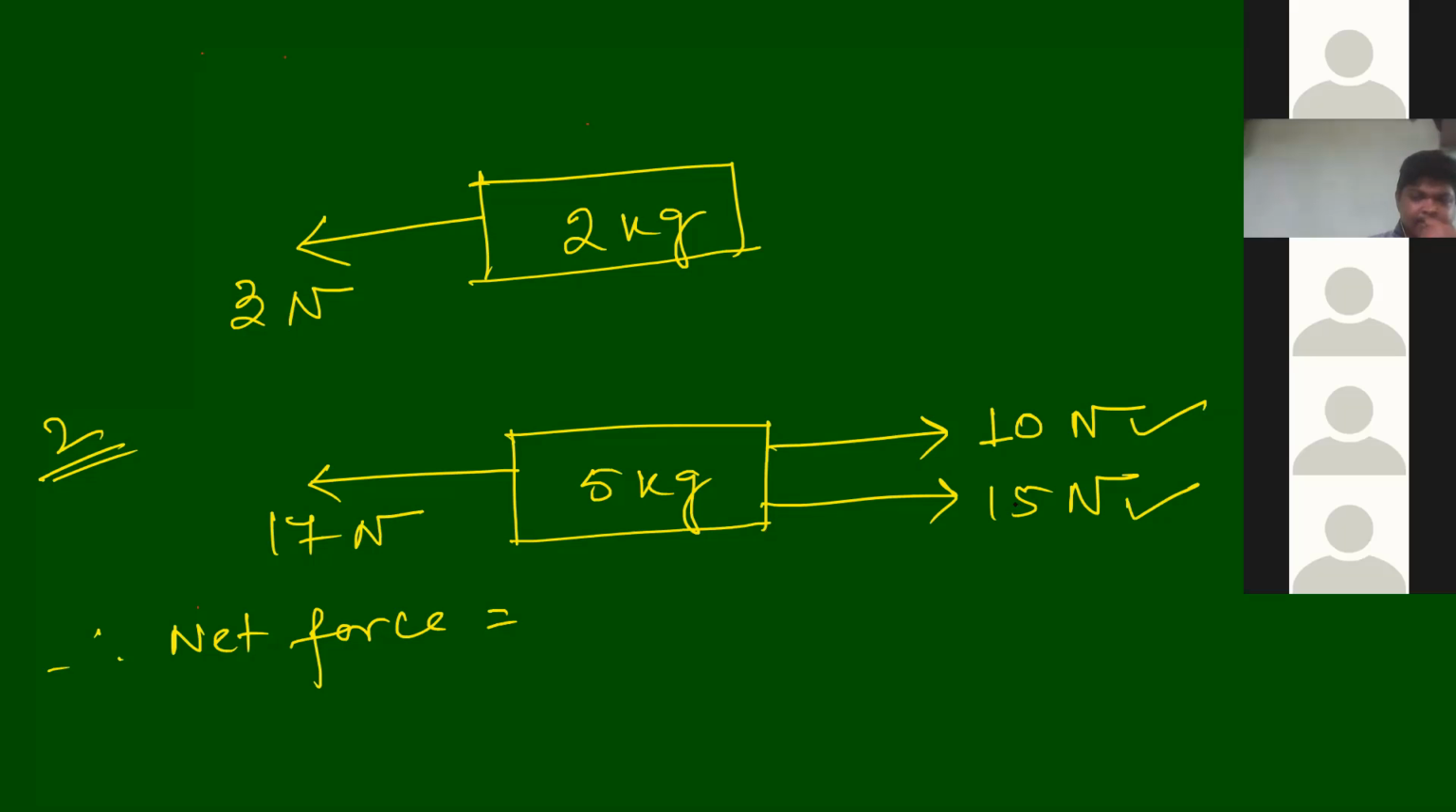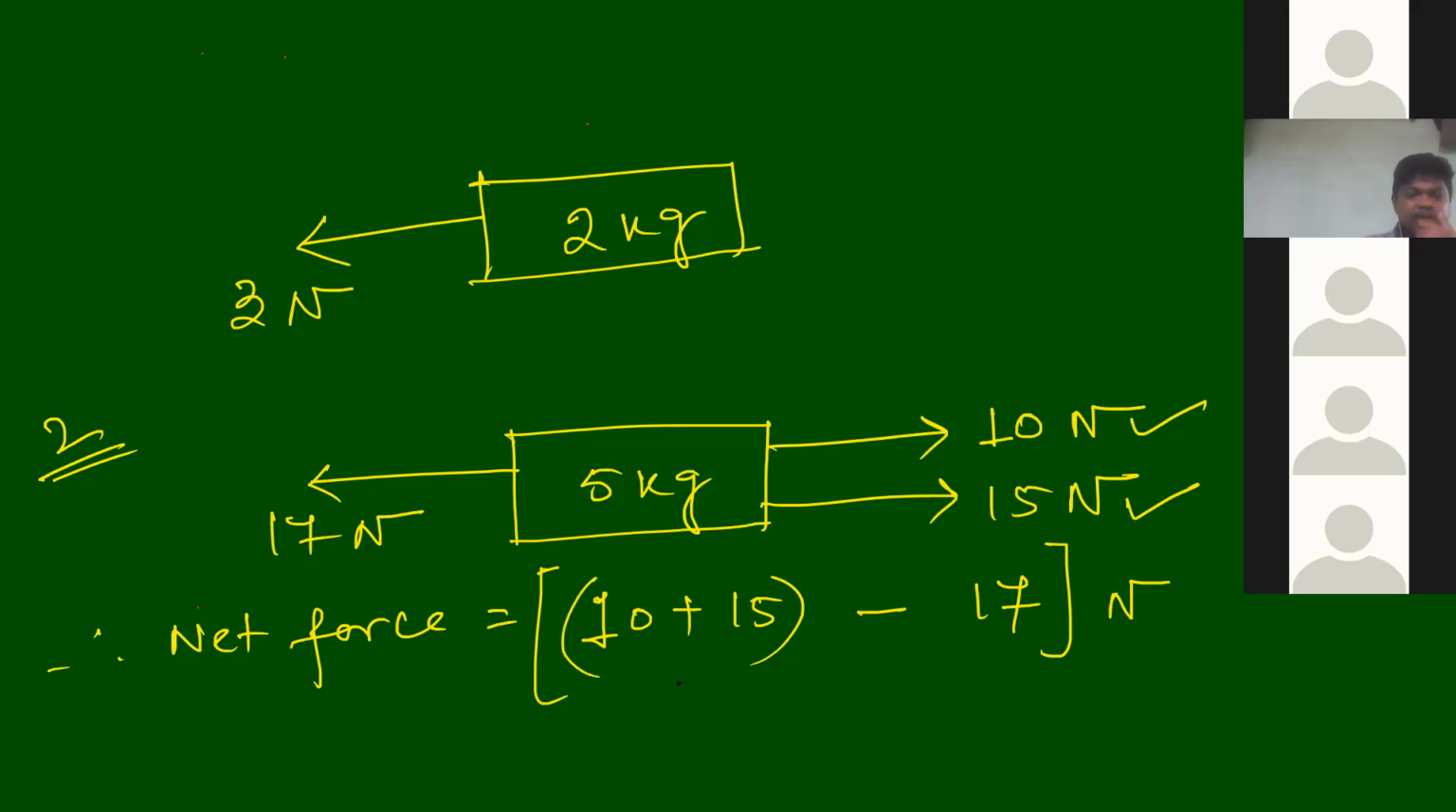In the right direction, 10 Newton and 15 Newton, both forces are being applied. So I can say in the right direction, the total force applied is 25 Newton. So the net force is equal to, it would be better if you write it this way, 10 plus 15, applied in the right direction, minus the force applied in the left direction, which is 17 Newton.